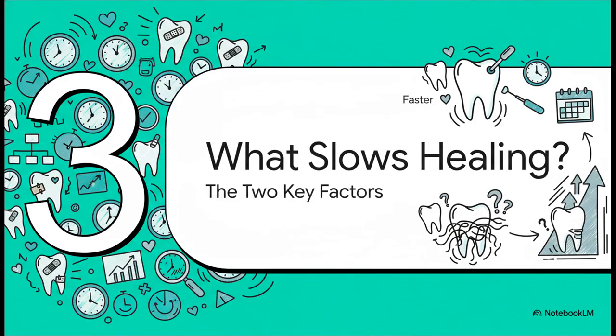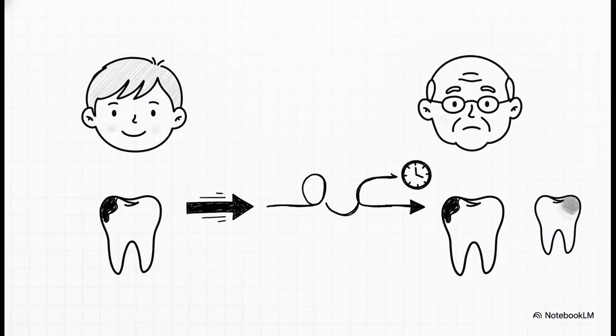So that leads to the next obvious question, right? If the average is 19 months, what makes some people heal faster and others slower? Well, the researchers dug into all the data and found two key factors that really predicted how long the healing journey would take. The first big one was pretty simple: the patient's age.